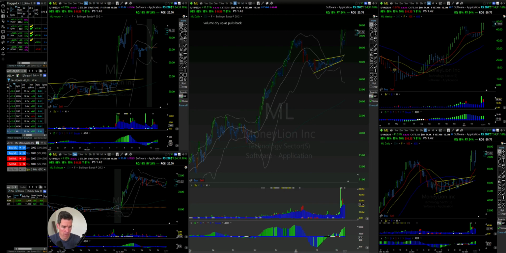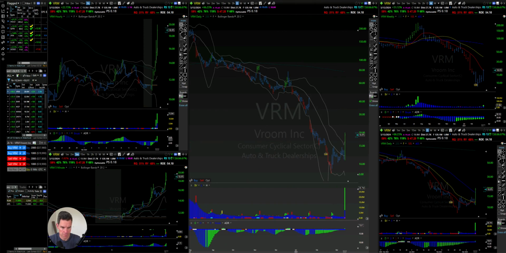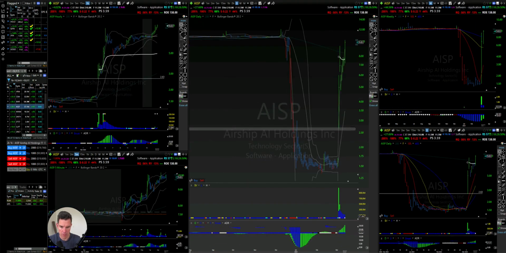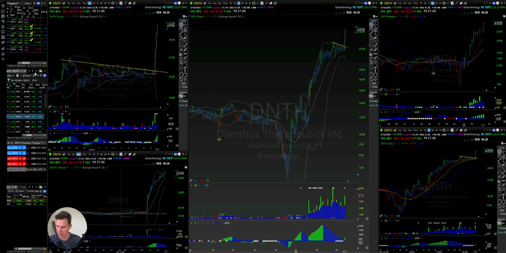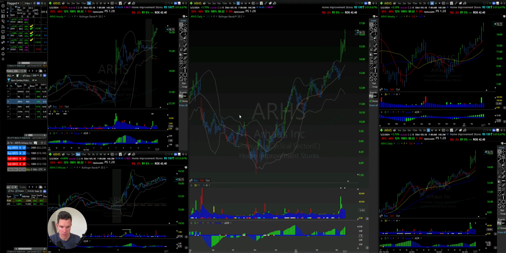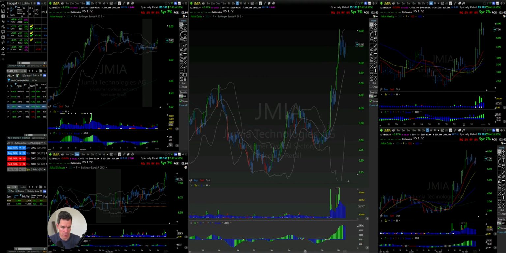Wow, look at this, ML just bounced right back. Imagine MSTR, there's a lot of shorts that are getting screwed in that. Bull, we looked at that one. Bull combo with some additional filters on it. We've looked at a lot of these already. ARHS.